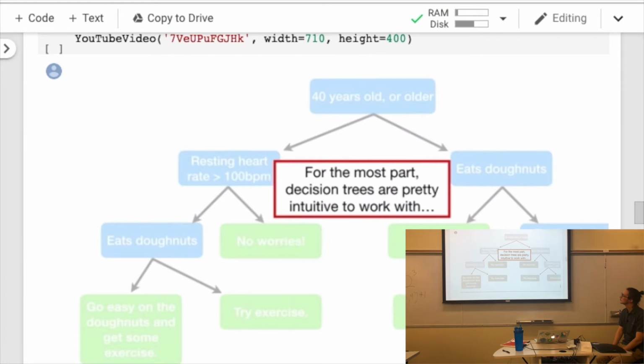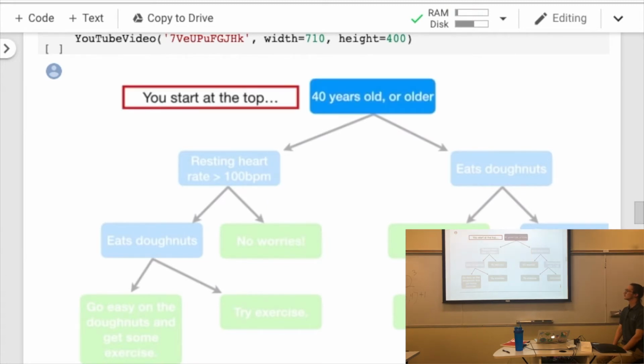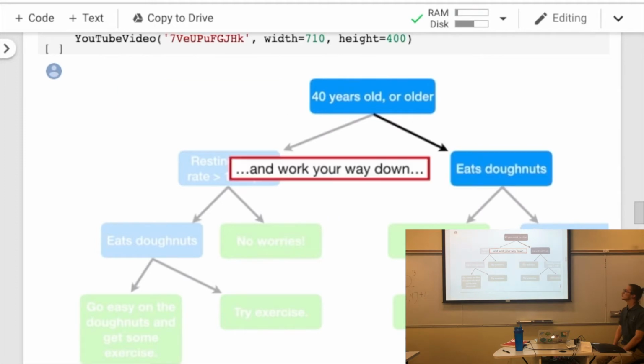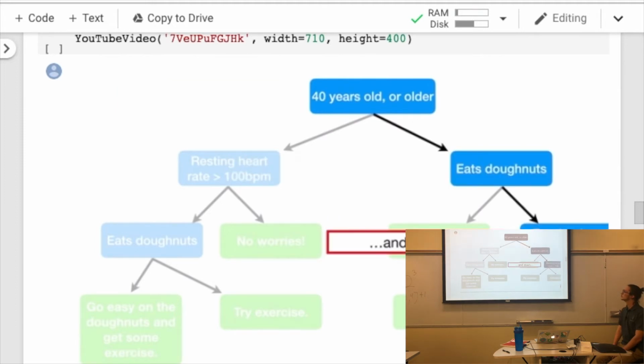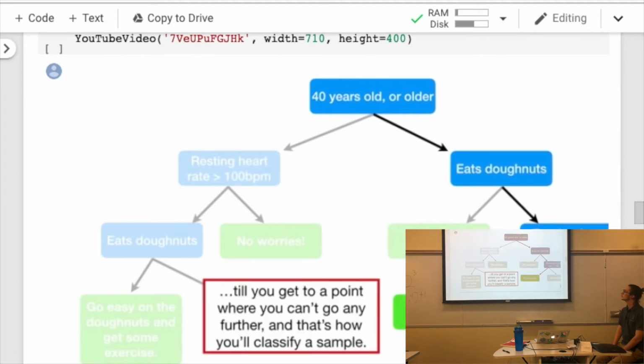For the most part, decision trees are pretty intuitive to work with. You start at the top and work your way down and down till you get to a point where you can't go any further, and that's how you classify a sample.